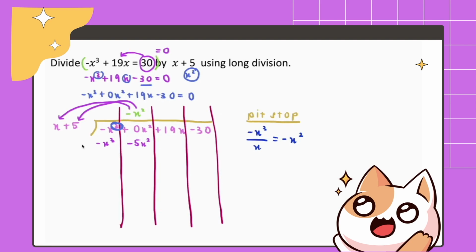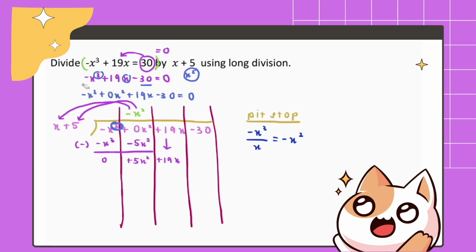To eliminate it, we put a negative symbol, so 2 negatives become a positive. And negative x the power of 3 plus x the power of 3 will equal 0. And then 0 plus 5x the power of 2 is 5x the power of 2. Bring 19x down to 5x the power of 2.